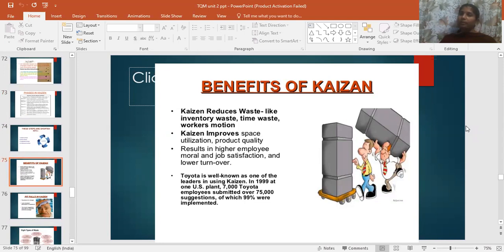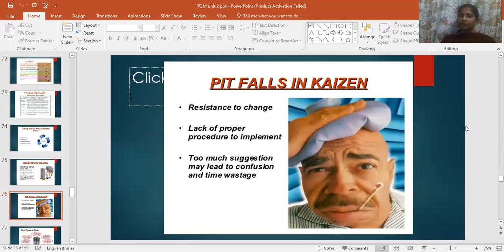So, what can be the benefits of Kaizen? It reduces waste like inventory waste and time waste, encourages workers' innovation, and also improves space utilization and product quality, which results in higher employee morale, job satisfaction, and lower turnover. Toyota is well known as one of the leaders in using Kaizen. In 1999, at one US plant, 7,000 Toyota employees submitted over 75,000 suggestions, of which 99% were implemented.